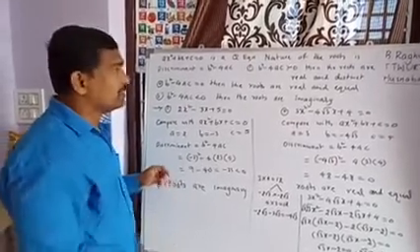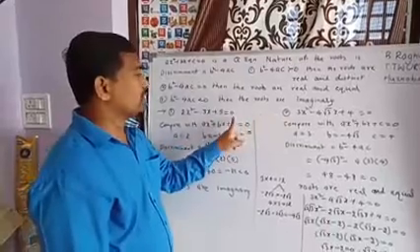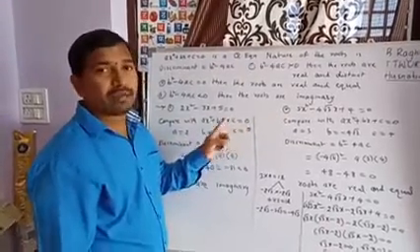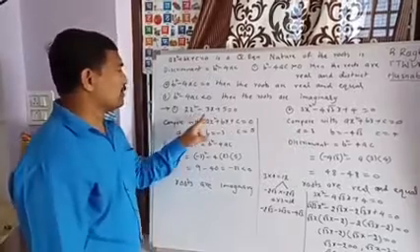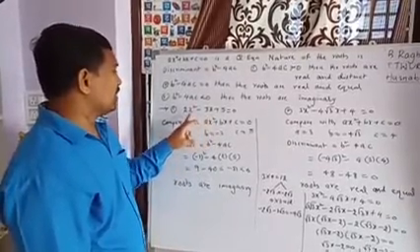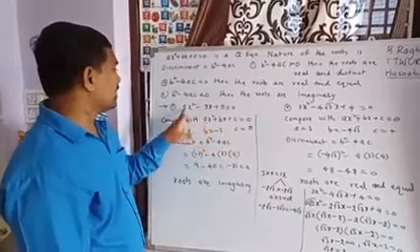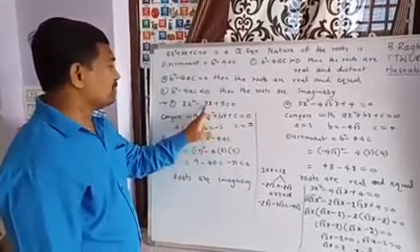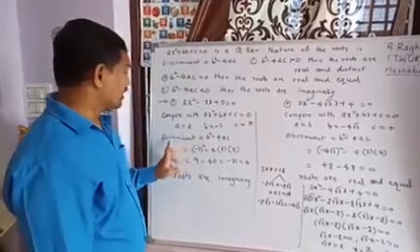Let us find the nature of the roots of the following quadratic equation, and if the roots are real, find the roots. Let us take this problem. Compare with the standard form, ax square plus bx plus c. What is a? 2. What is b? Minus 3. What is c? 5.